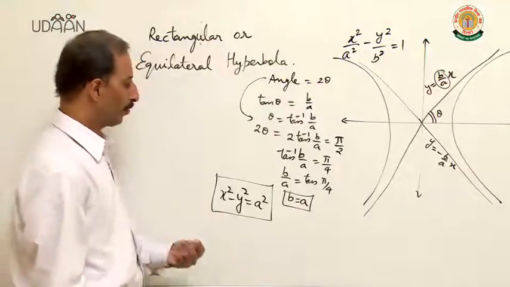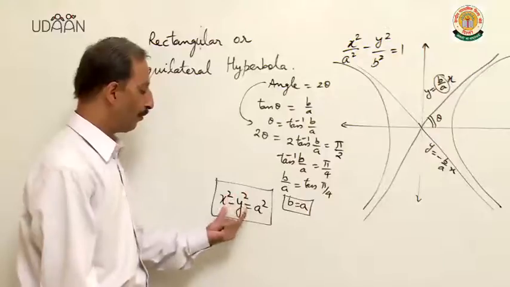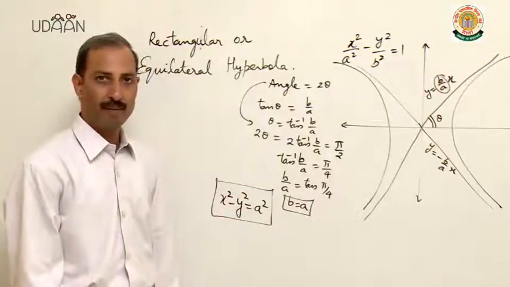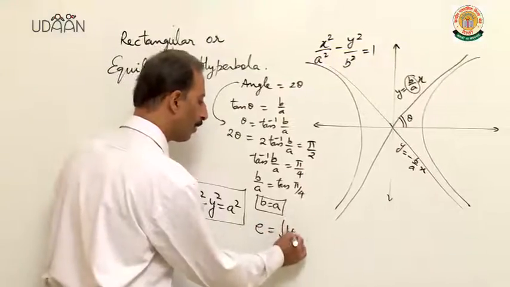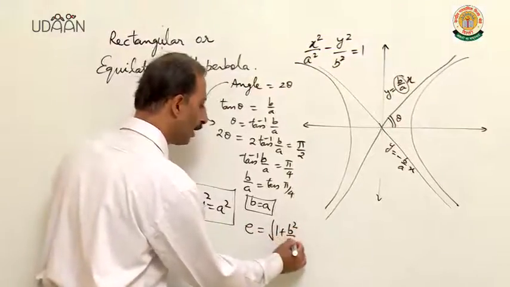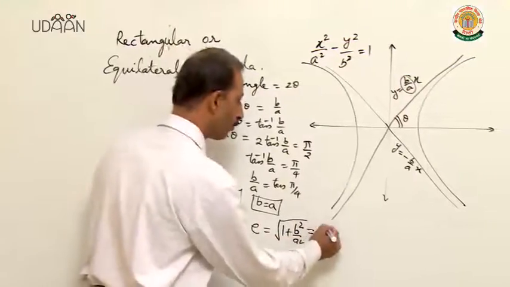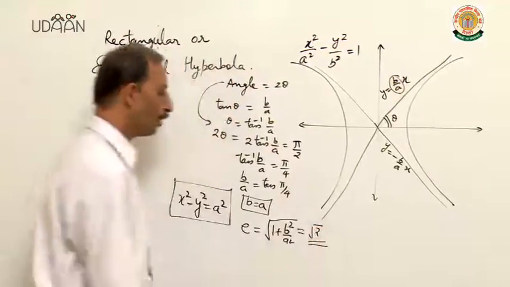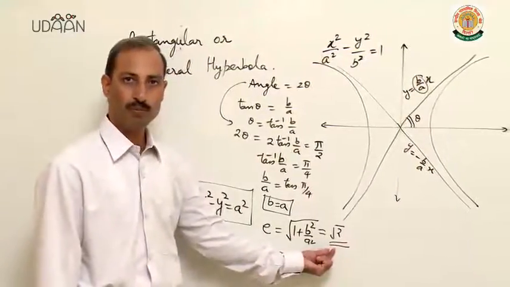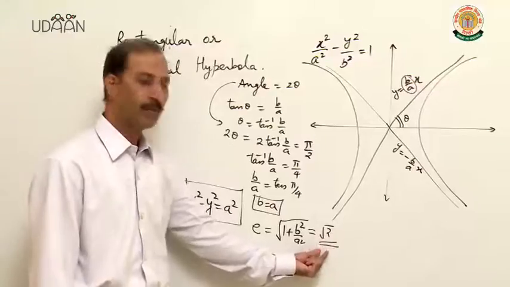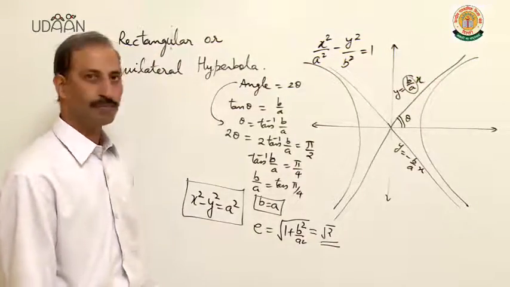One more thing, if a is equal to b, then what is the value of the eccentricity of this hyperbola? You know the formula of the eccentricity of the hyperbola, square root of 1 plus b square upon a square. If a is equal to b, its value becomes square root of 2. So the eccentricity of the rectangular hyperbola is fixed, root 2. Clear? So root 2 is always the eccentricity of the rectangular hyperbola.